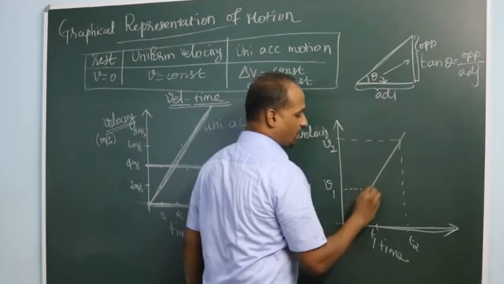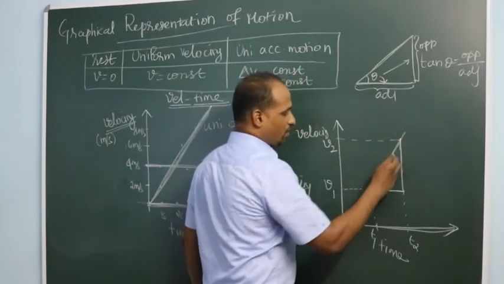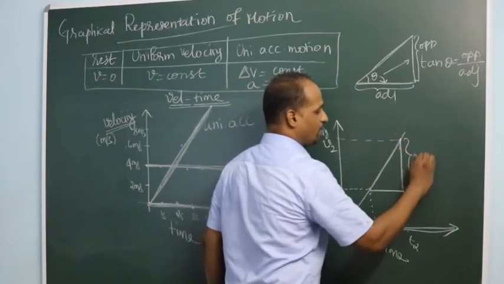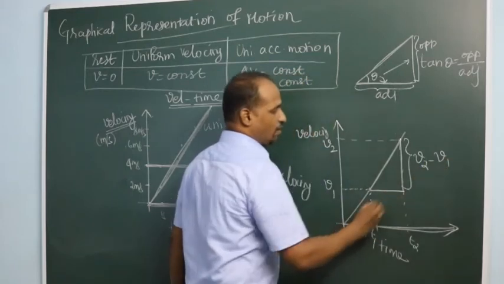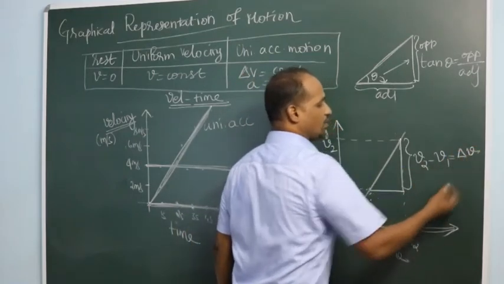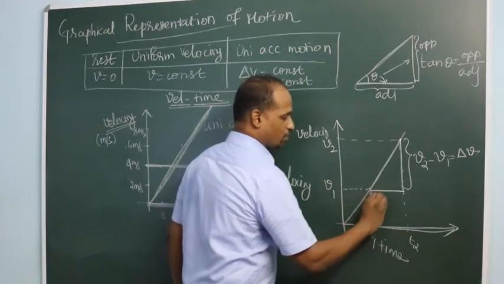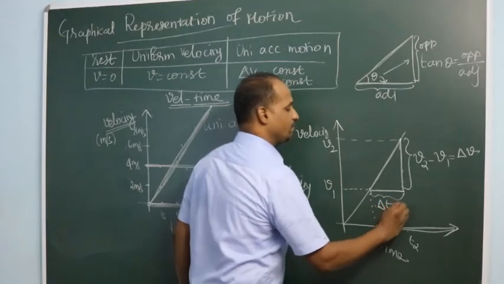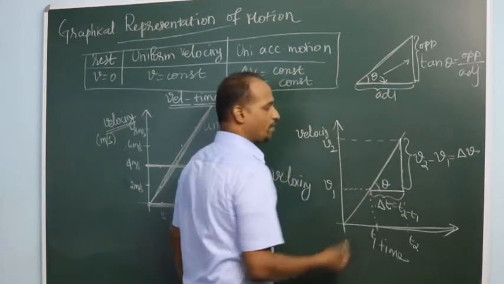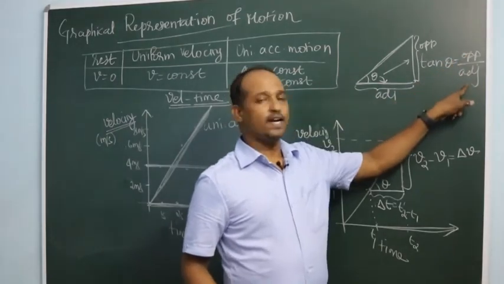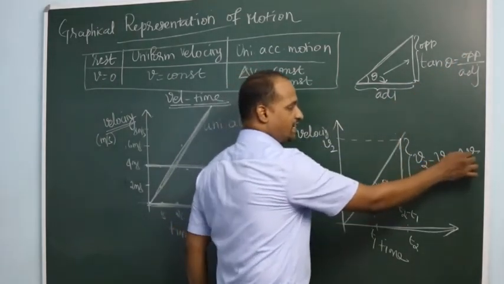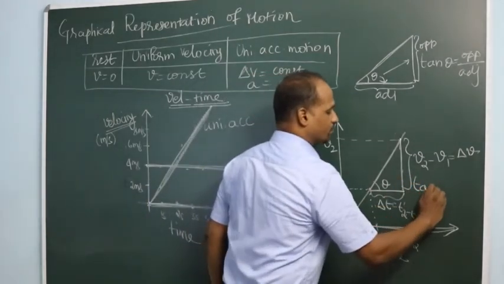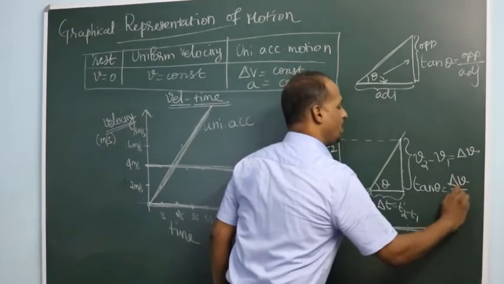Now the same triangle I am trying to invoke here. So this is v2, this is v1. This height will be v2 minus v1, which is the change in velocity. This is t2, t1, so this will be t2 minus t1 or delta t. What is slope, tan theta? Tan theta is opposite side by adjacent side. If this is theta, opposite side is delta v, adjacent side is delta t. So tan theta here is delta v by delta t.